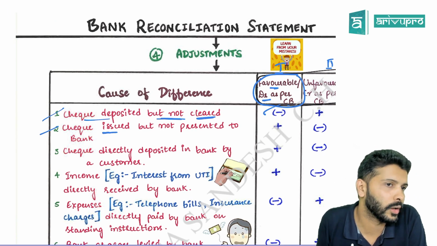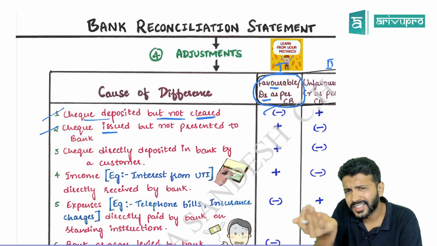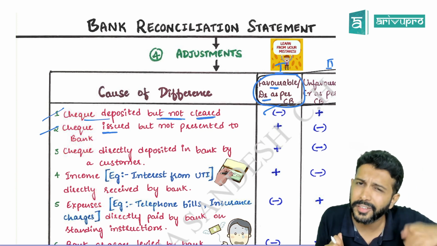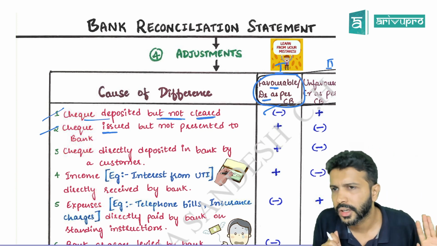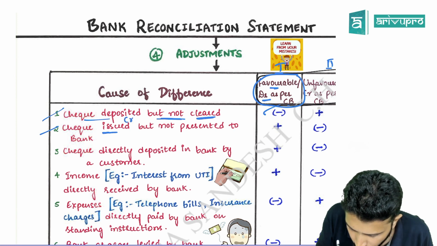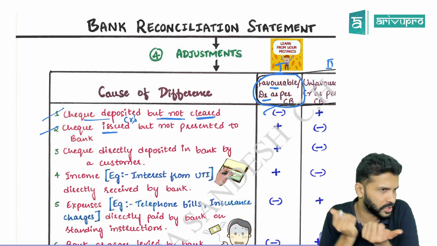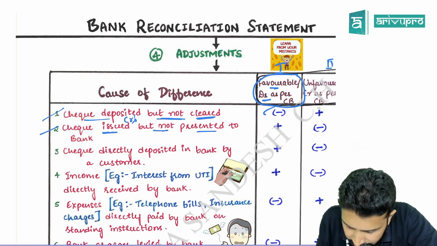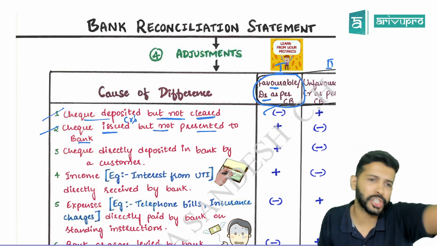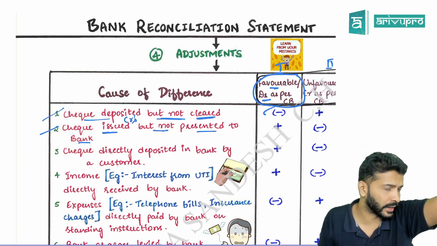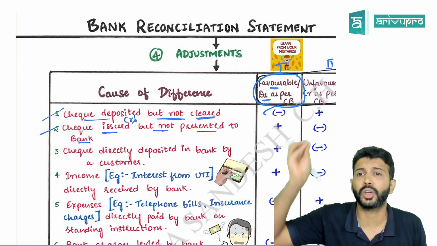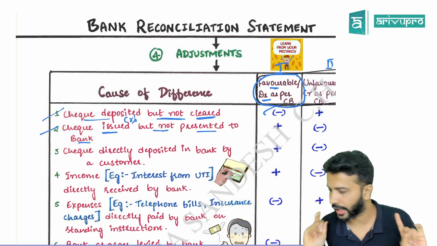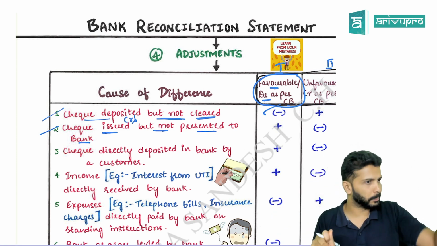Checks issued. Checks issued means you are giving away the check. Whom will you give it to, your debtors or your creditors? Check issued means it is issued to creditors. Maybe you have purchased some goods and you've issued the check, but it is not presented to the bank. You gave the check to your creditor. Did the creditor take that check to his bank and deposit it or not yet? Not yet deposited. That is the scenario. Now let's see the implication of this.